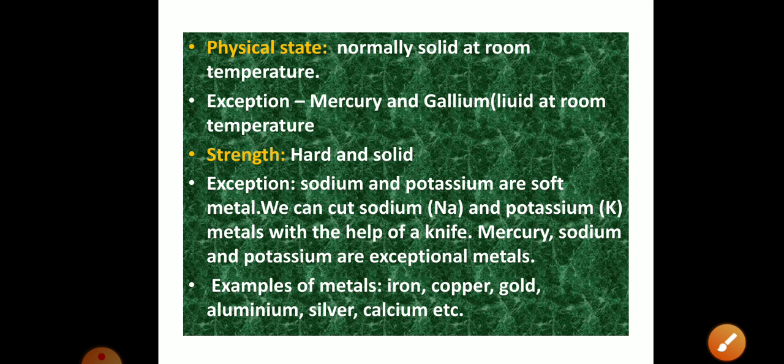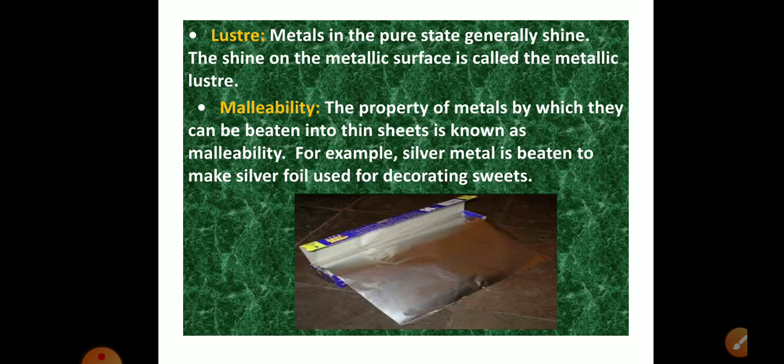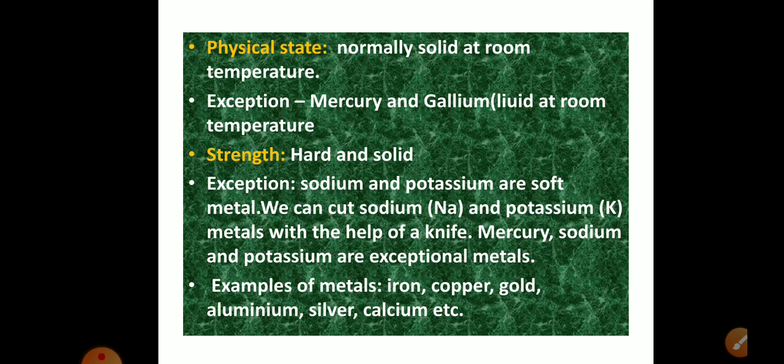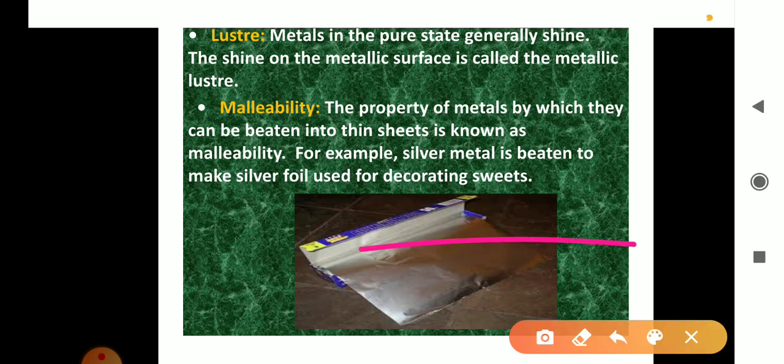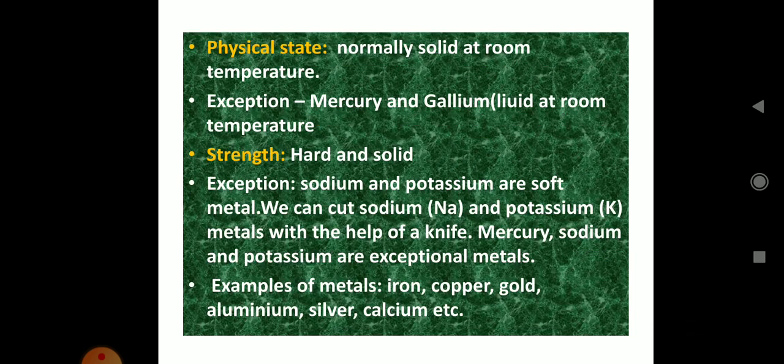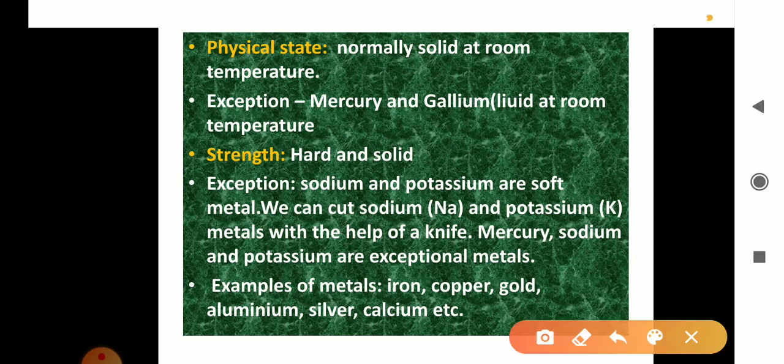Now, the first is physical state. Now, see. Normally, metals are solid at room temperature. All the metals you will find solid at room temperature except mercury and gallium. These two are liquid at room temperature.